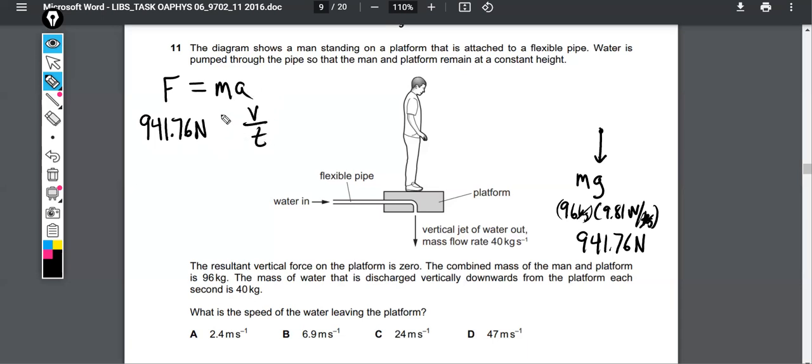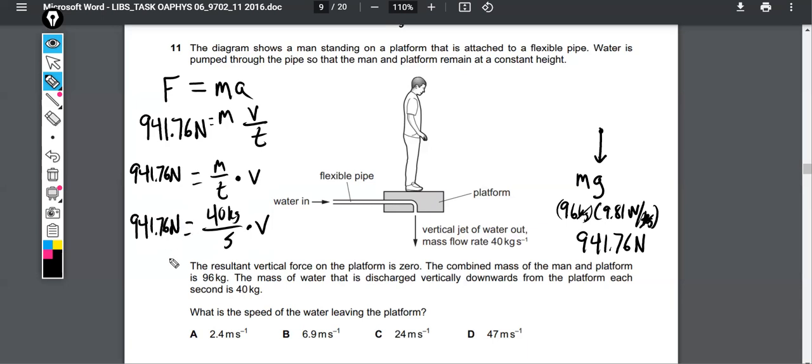divided by time. Well, look, they've told us what the mass per time is, right? They've given us the flow rate. So mathematically, we could just rewrite this: mass over time times velocity would then give us the force, the 941.76 newtons we know we need to balance the weight of this person. So then you just plug in 40 kilograms per second, right? That's the flow rate. What's the velocity that's required for this 40 kilograms per second of water flowing out to give us enough thrust, upward force, to equal that?